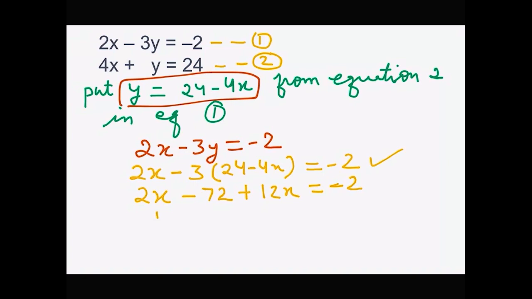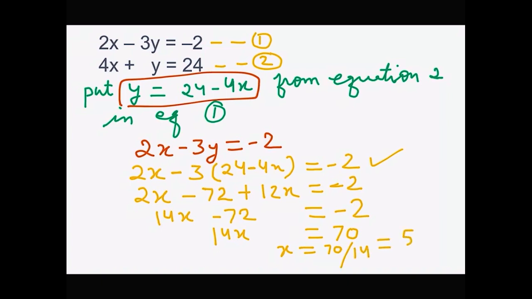Now here this will be 14x minus 72 equals minus 2, so your 14x will be equal to 70, and then you can find your x. So your x will be 70 divided by 14, and that will be 5. So your x came 5.